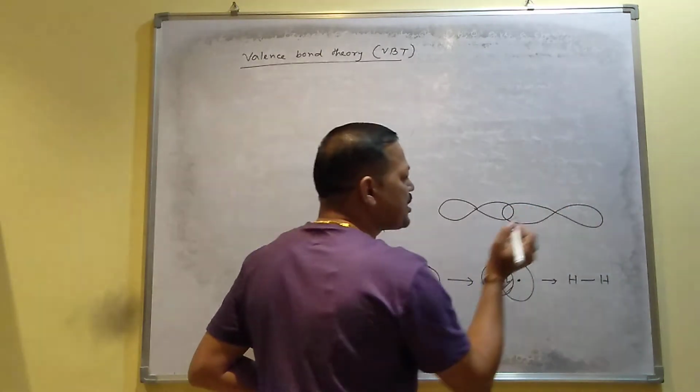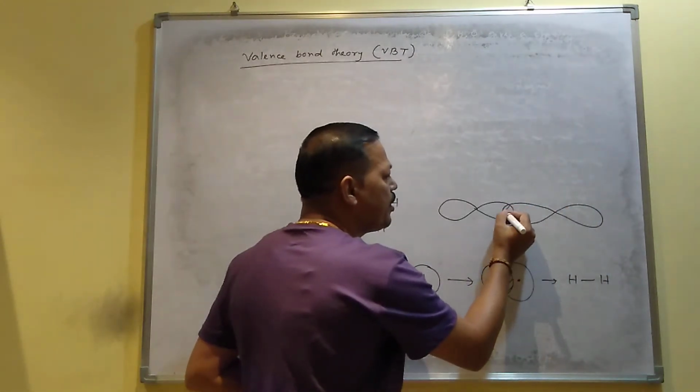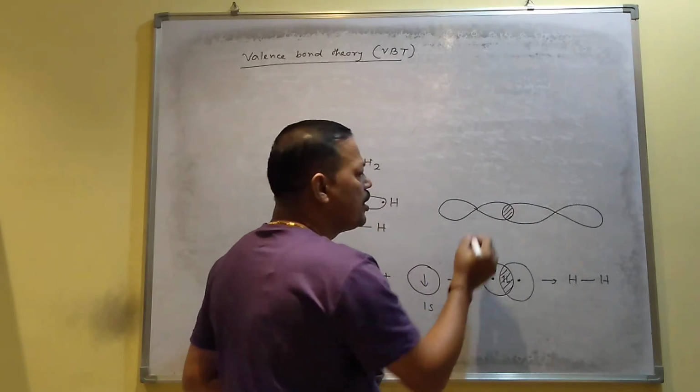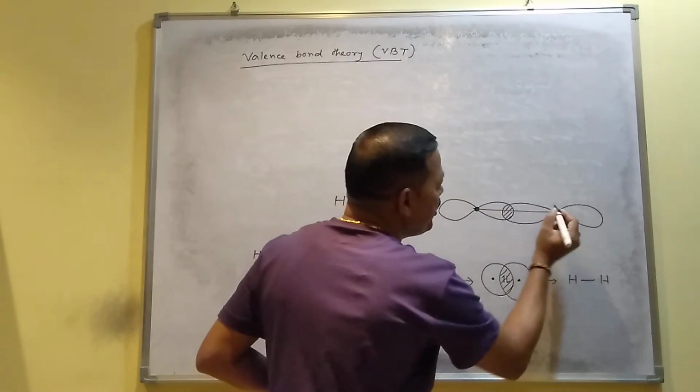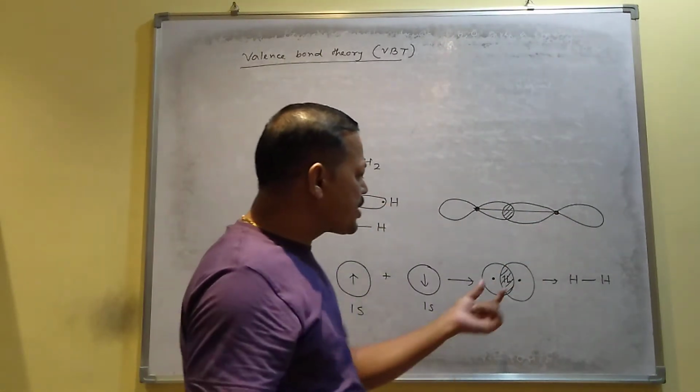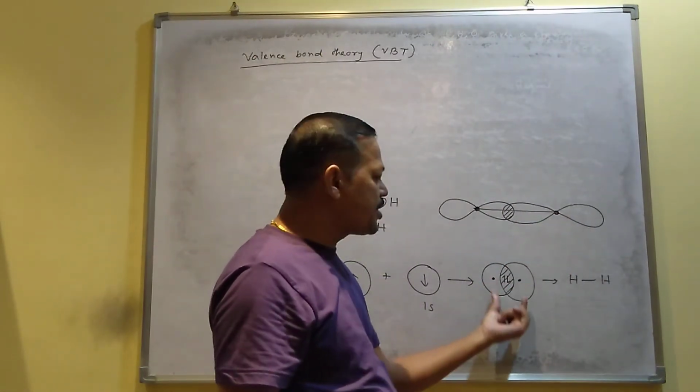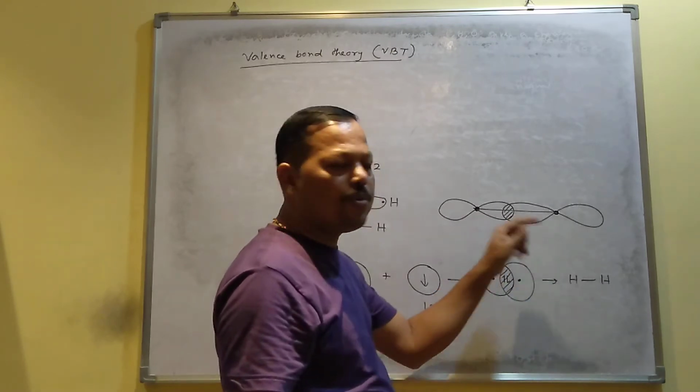P overlap takes place this way, and this is the overlap area, and here the electron will enter. So this is one nucleus, this is another nucleus. So the length of the bond will be this much, as compared to SS overlap. S is spherical, and this is called PP overlap.